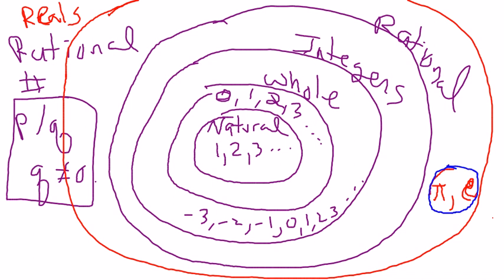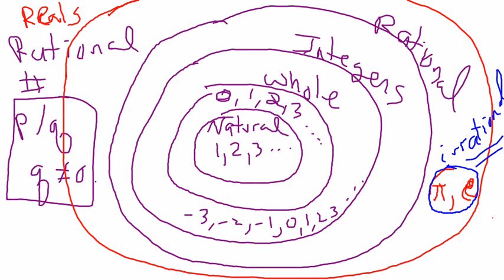And what are they called? Irrational, because they cannot be expressed as a fraction. So irrational. Some people say, well, yeah, pi is 22 over 7. Well, that's just an approximation. It isn't really 22 over 7. So pi can't be expressed as a fraction. Okay, hope that helps with your number sets.